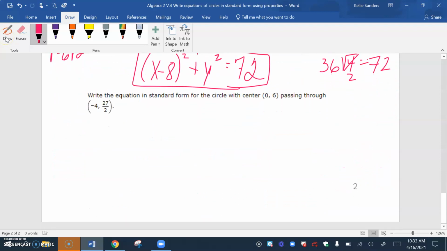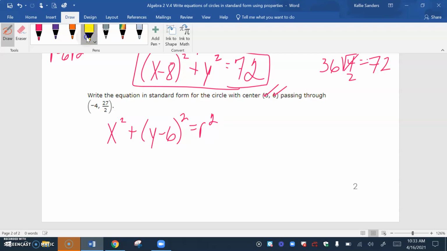All right, last one. Write the equation in standard form for the circle with center, passing through. So this is going to be kind of like what we did in the upper ones. So we have a center. So I know that it's going to be x squared plus (y minus 6) squared, but I don't know the radius. So I've used those two. Now we're going to put these into the x and the y.